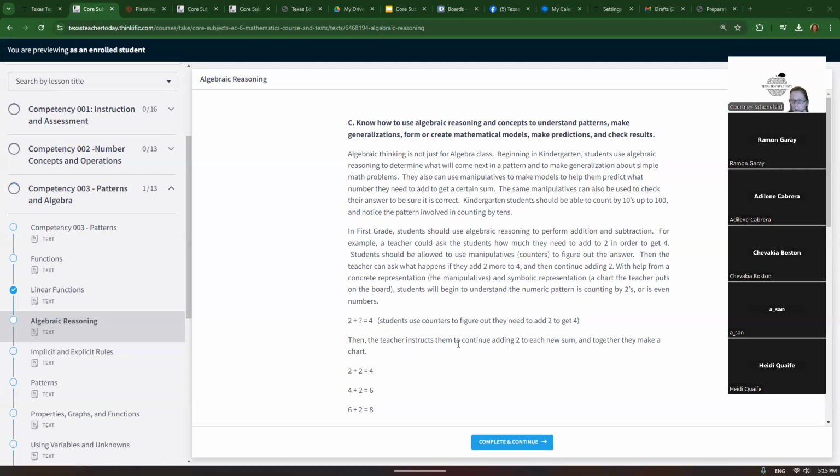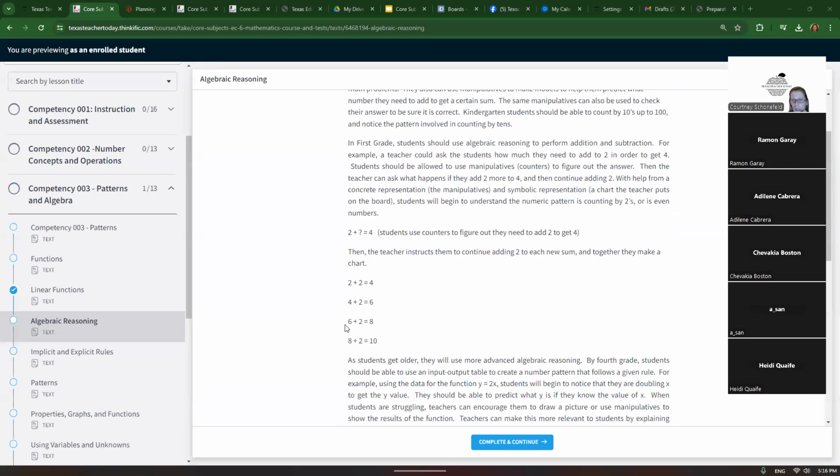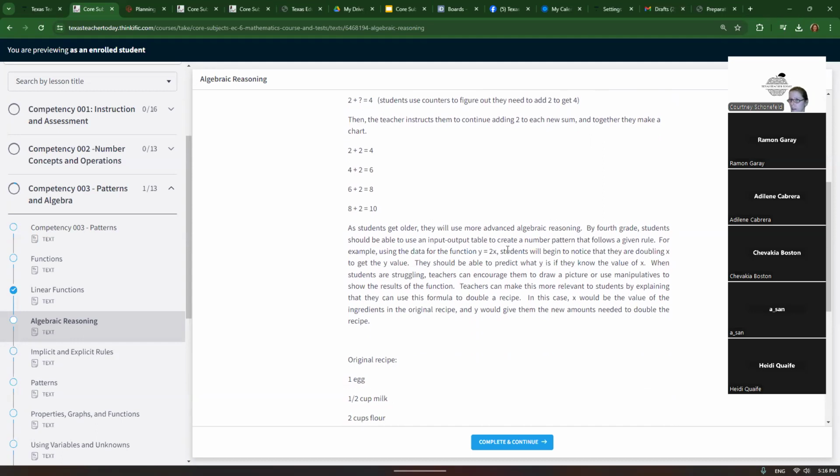Then the teacher instructs them to continue adding 2 to each new sum, and together they make a chart. 2 plus 2 equals 4, 4 plus 2 equals 6, 6 plus 2 equals 8, and so on. And then as students get older, they will use more advanced algebraic reasoning. By 4th grade, students should be able to use an input-output table to create a number pattern that follows a given rule. That's also from the TEKS.